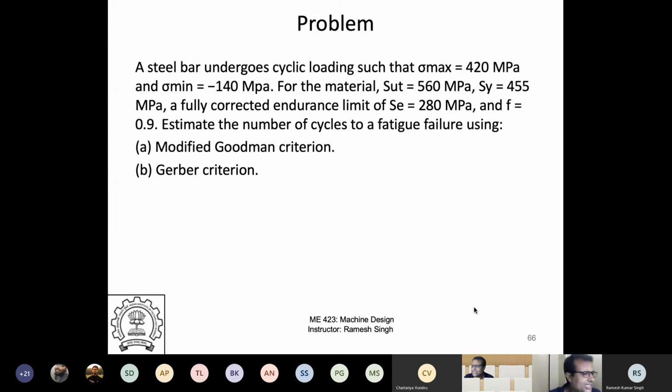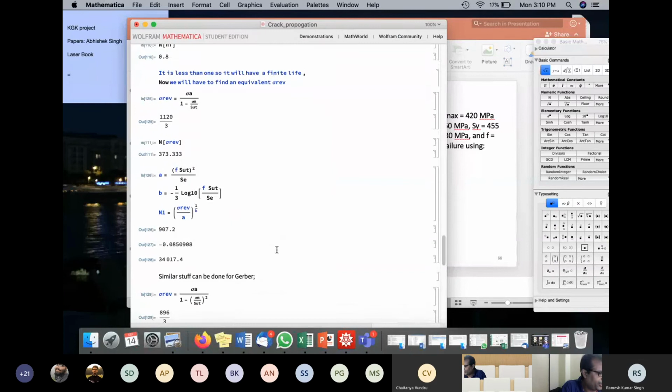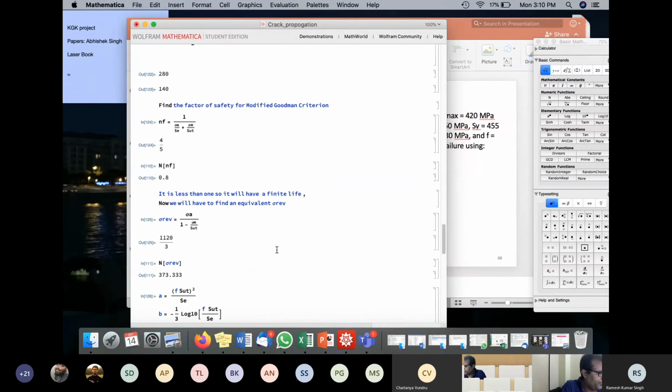So what should be my first step in this? This is what I want to find out. Tell me the first thing we should do in this problem. I should first find out the factor of safety. What is my factor of safety for modified Goodman? Let me go to my Mathematica and find out the factor of safety for modified Goodman.